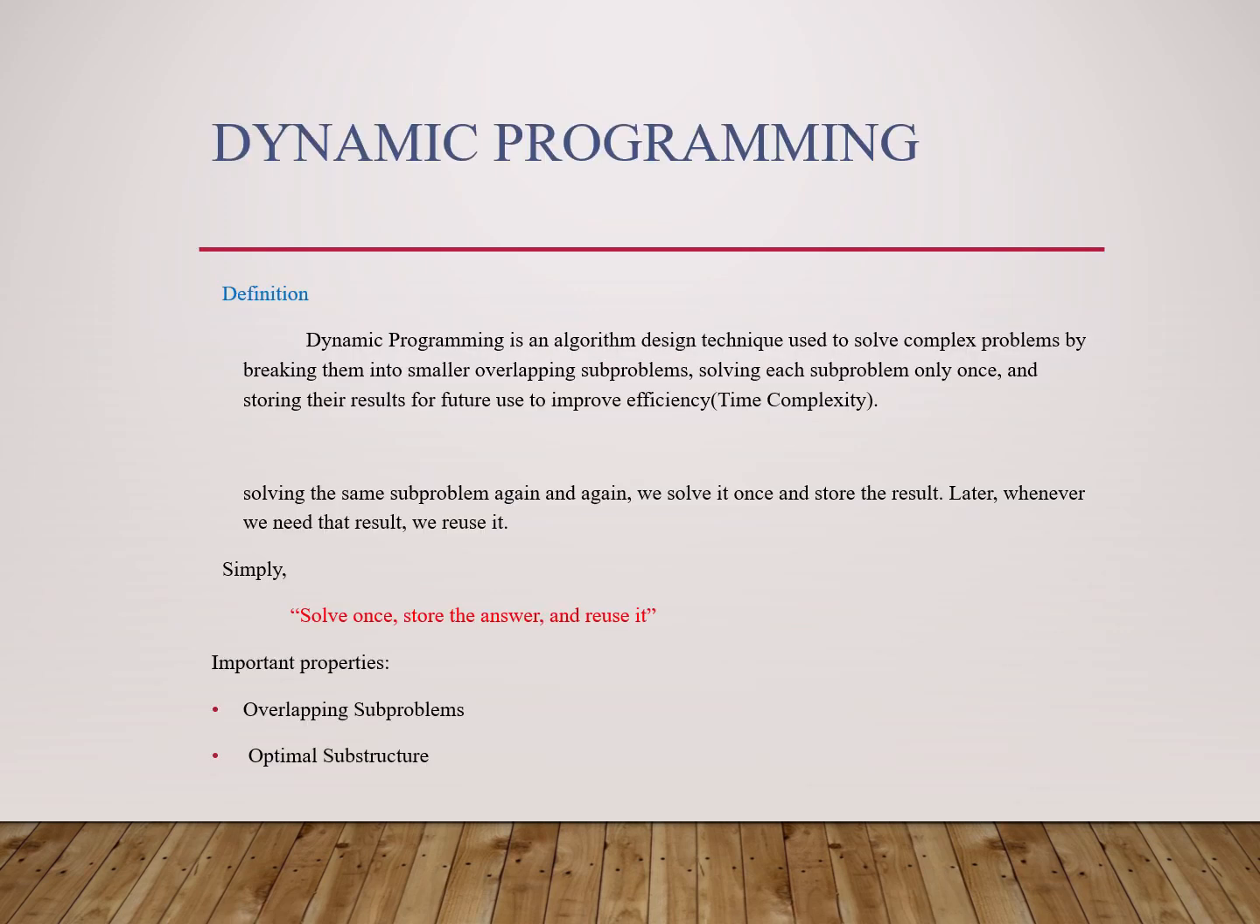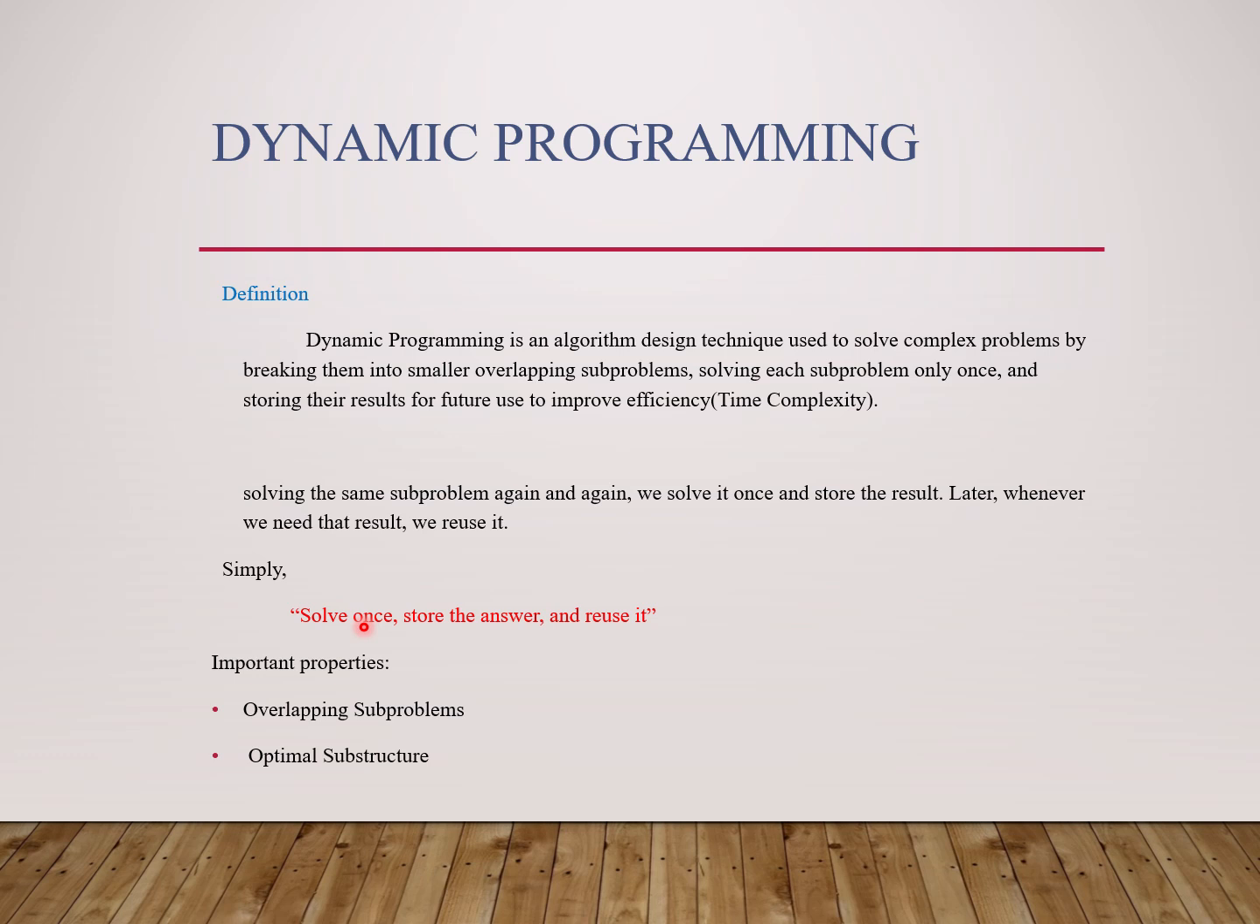Dynamic programming is an algorithmic design technique used to solve complex problems by breaking them into smaller overlapping subproblems, solving each subproblem only once and storing their results for future use to improve efficiency in time complexity. From this definition itself, we can see the difference between the divide and conquer method and dynamic programming.